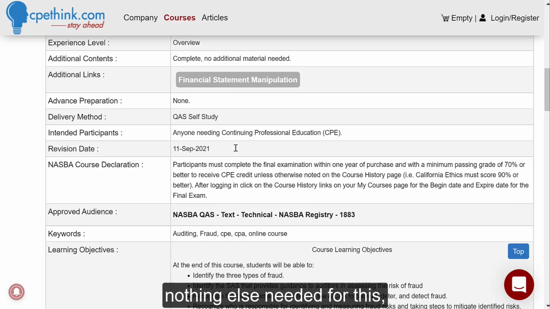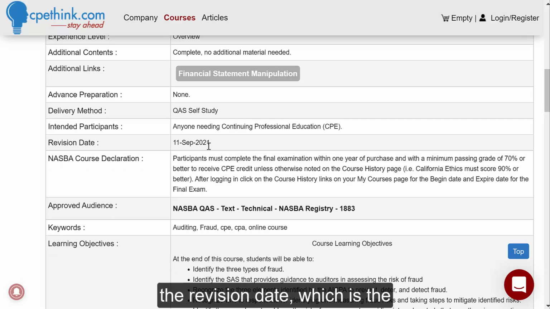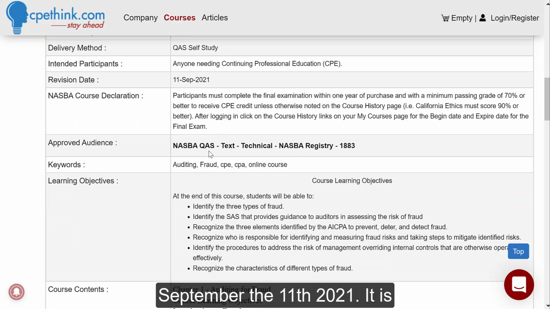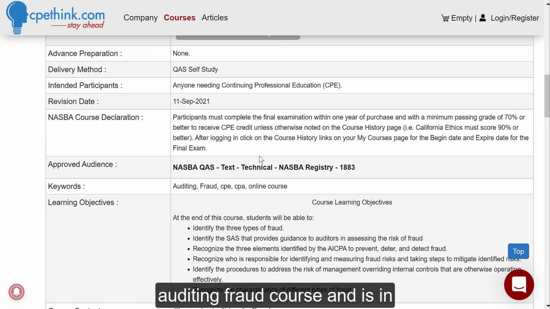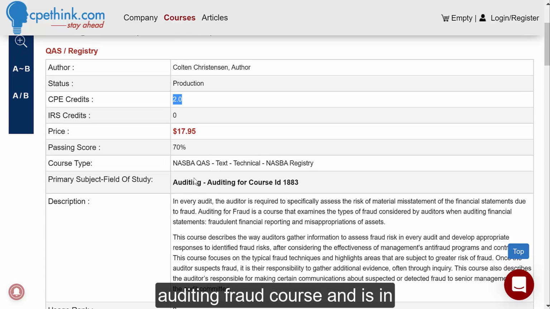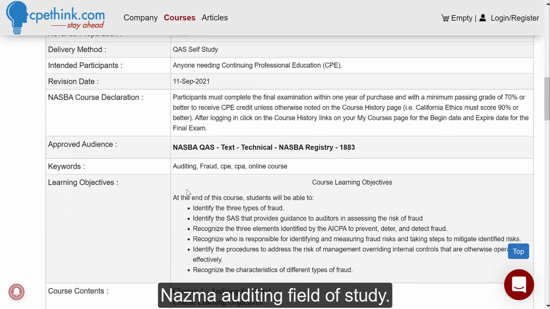There's nothing else needed for this. The revision date, which is the release date in this case, because it's a new course, was September the 11th, 2021. It is an ASBA QAS course. It's text-based, it's technical, it's also an ASBA registry. It is considered an auditing fraud course, and it is in the auditing field of study, the NASBA auditing field of study.